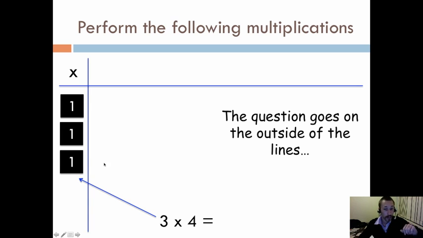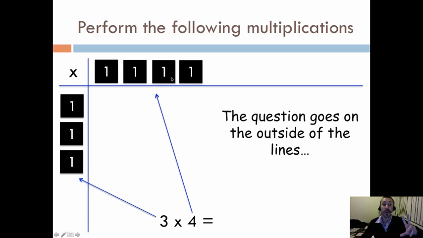That's 1, 2, 3. And the 4, well that's going to come up here and we make up the 4 using 4 units. 1, 2, 3, 4. Now, hopefully most of you realise that 3 times 4 is going to be 12, but I'm going to show you how we can use this chart to prove this.